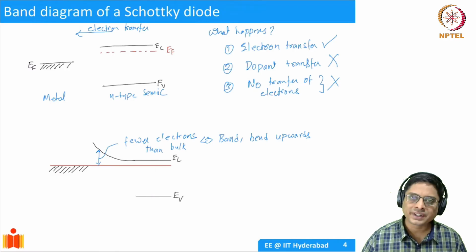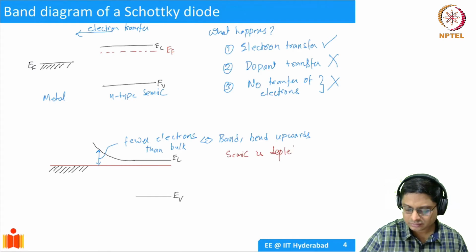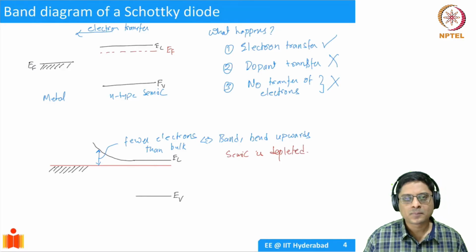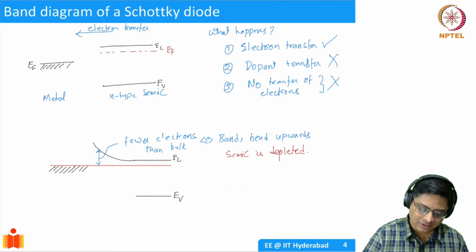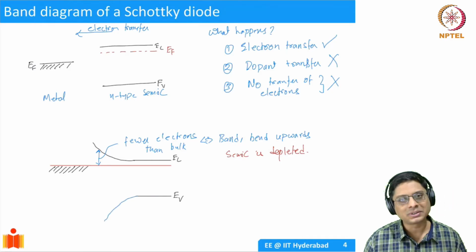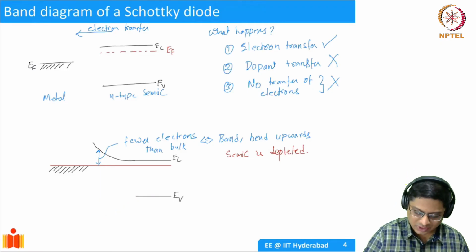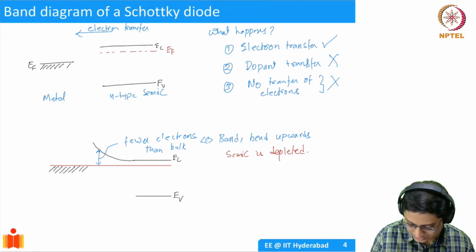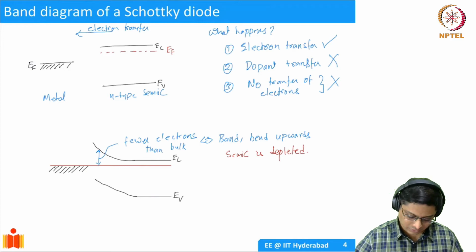So what's happening to the semiconductor here? Semiconductor is depleted. Okay, we understand what happens to EC. What happens to EV? Will it bend in this way? Is it possible? It is not, right? Because we know that the band gap cannot change. So this cannot be possible. So what should happen to the EV? The EV will be parallel to EC.